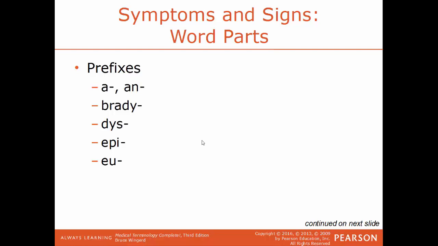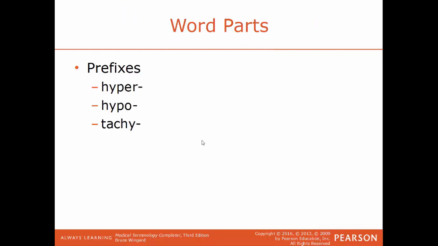Epi means above. And our last prefix here, eu, is pronounced "you." That would mean good or normal. Hyper, in excess of. Hypo would mean lower than or less than. And tachy means fast. So brady and tachy are exact opposites of one another. Same thing with hyper and hypo, exact opposites of one another.